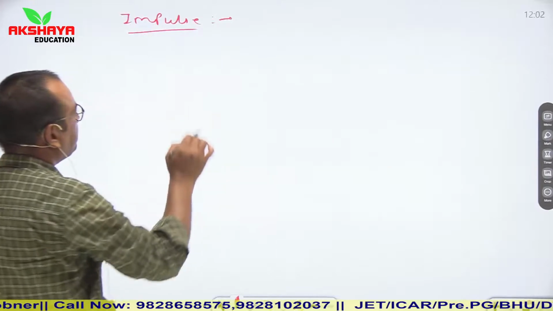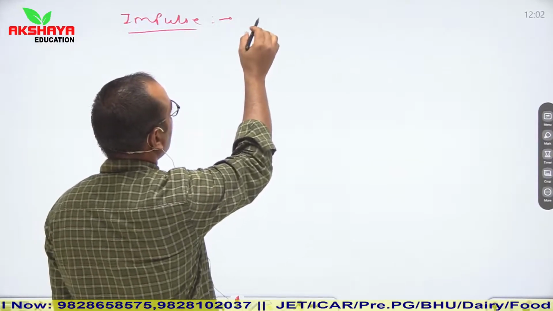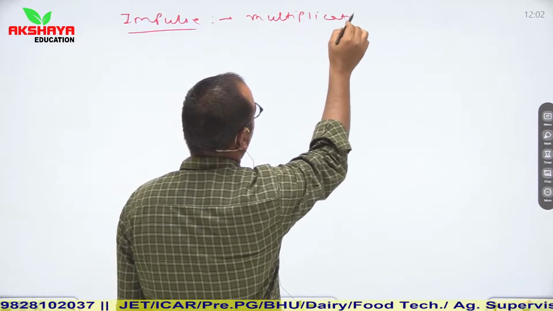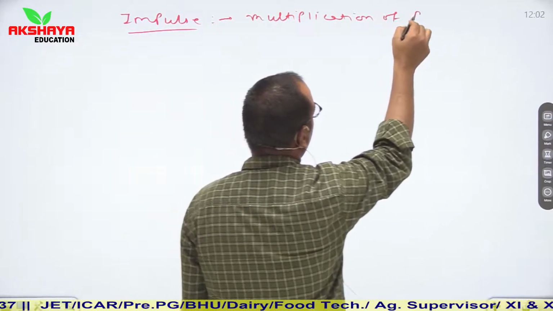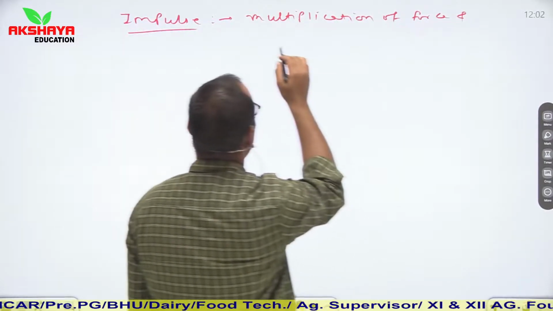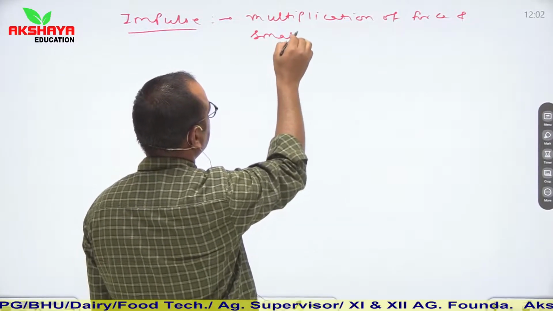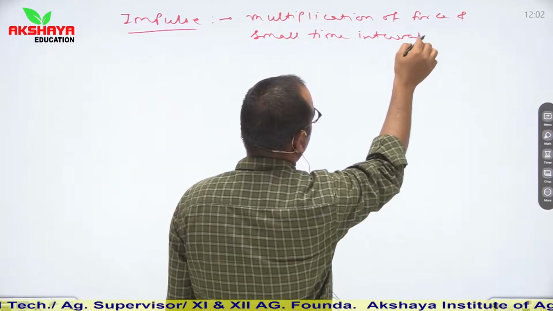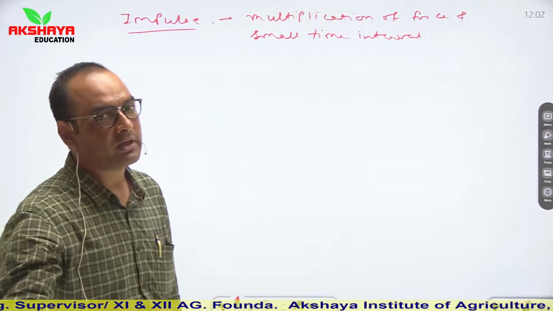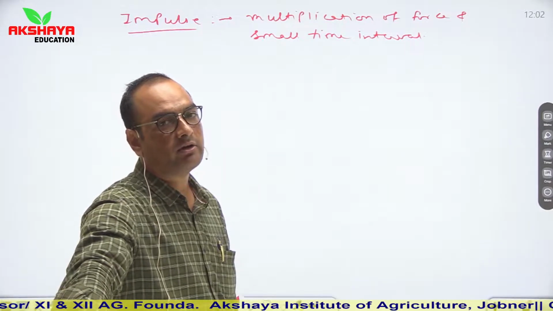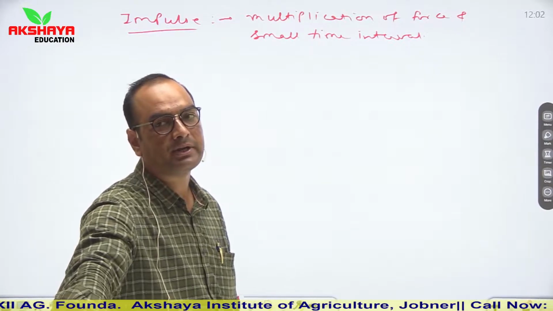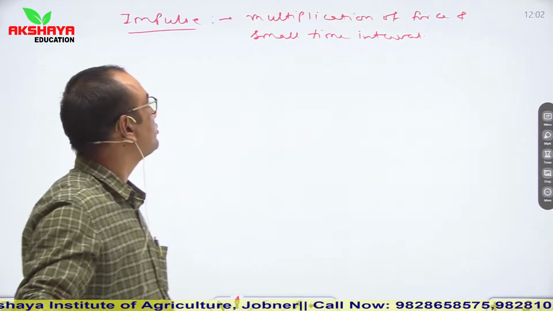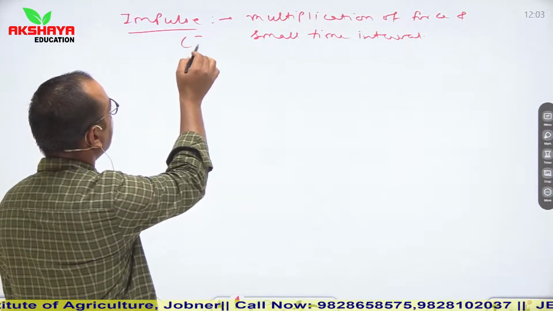So see, impulse is the multiplication of force and small time interval. So what is actually impulse? If a large amount of force is applied on any particle for a very small time period, then the multiplication of that applied force and that small time period is known as impulse. It is represented by capital I.